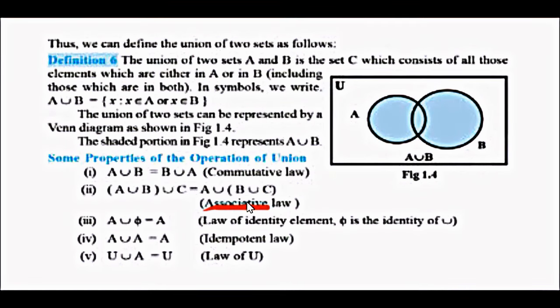What about the law of identity element? Phi is the empty set, and phi is actually the identity of union. So if you combine A with phi, you get A. If you combine A with A, me with myself, I get myself. This is called the idempotent law. If you combine the universal set U with any set A, you will always get the universal set.